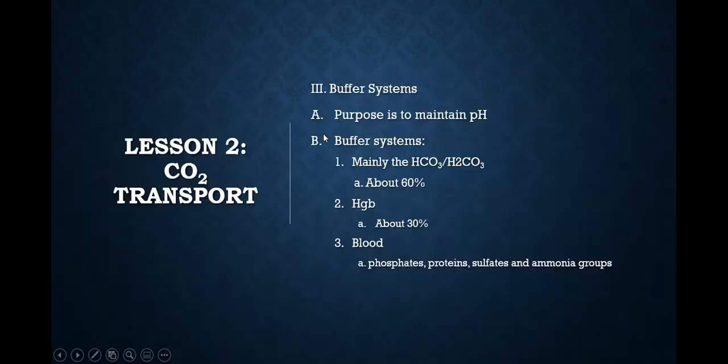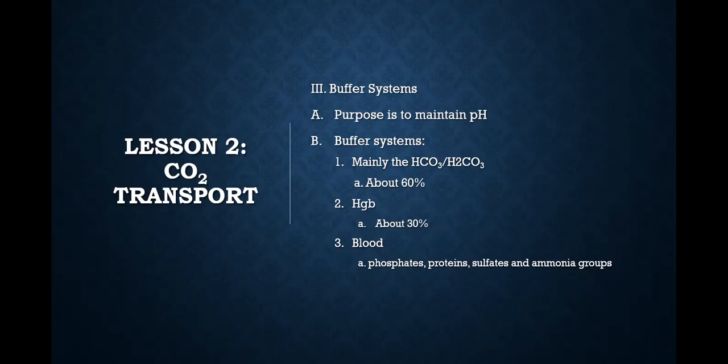All right, buffer systems. The whole purpose of your buffer systems is to maintain pH. When you get too much acid, the body has to try to make some bicarb to bring that acid down some. Or if you're very alkaline, then the body can make less bicarb so that you can become a little more acidic. It's a whole balancing act. But the main buffer system is the carbonic acid to bicarb. That's about 60% of it right there, because of the hydrolysis of the CO2 and the bicarb. Hemoglobin buffers at about 30%, and the blood is the rest of it. So it's three buffer systems.